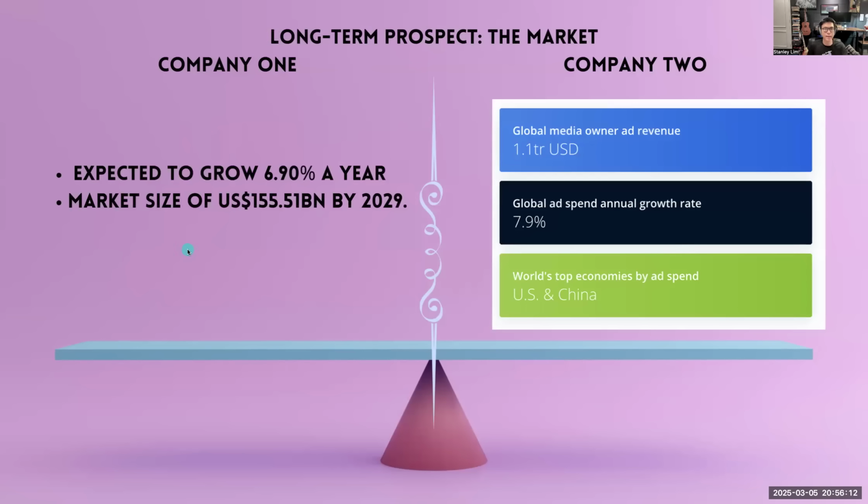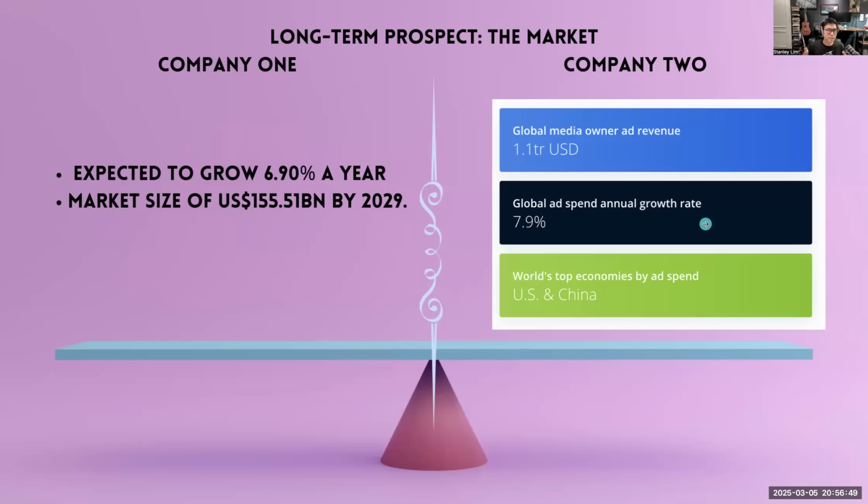And next one that we talk about is making sure that this company has long-term prospects. So company number one is in the entertainment business, and this industry, from what I found from statistics companies, is expected to grow about 6.9% a year over the next 5 to 10 years. The market size could become like a $155 billion market in 2029. So a sizable market, but not fantastically big.